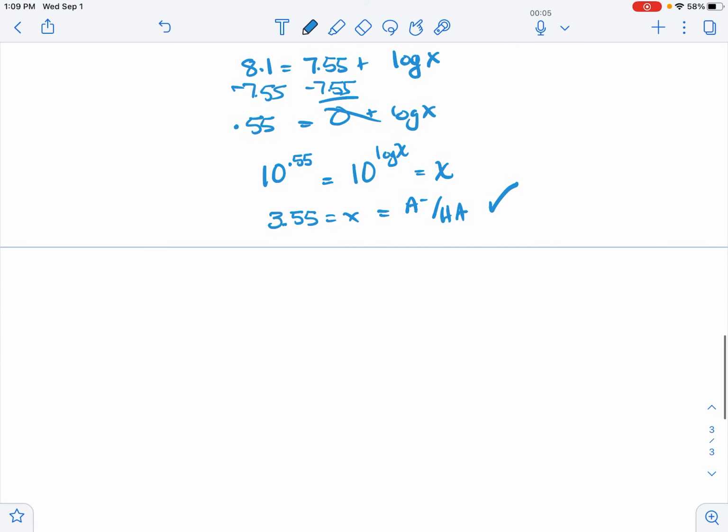The next part is, what are the individual concentrations of A minus and HA? Because if you're making a buffer, you want to know how much to add of each. Typically, you would have a stock bottle of HEPES base and HEPES acid. And so we can rewrite this. 3.55 is equal to A minus over HA. And if we multiply both sides by HA, we get HA times 3.55 is equal to the concentration of A minus. Now we know also HA plus A minus equals 100 millimolar.